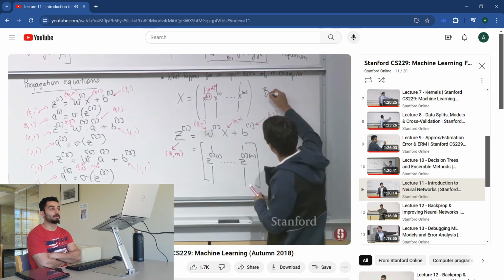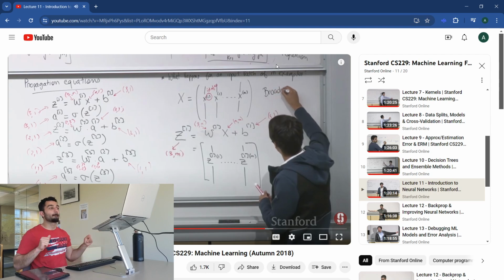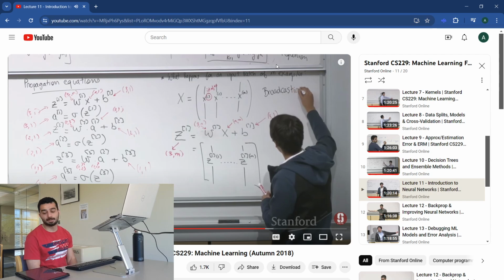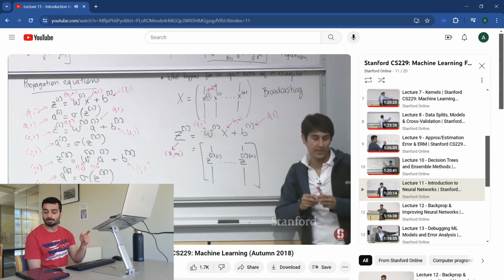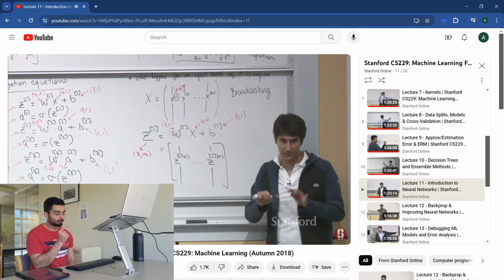Broadcasting. We have a 3 by 1. We multiplied by a 1 by m, and it's all 1s. Broadcasting is the fact that you don't want to change the number of parameters. It should stay the same.